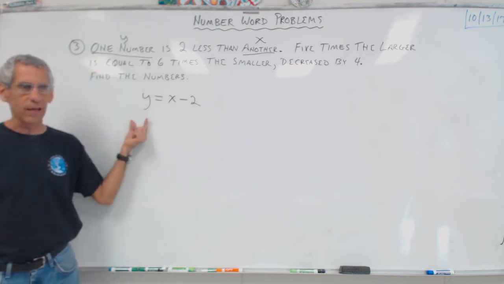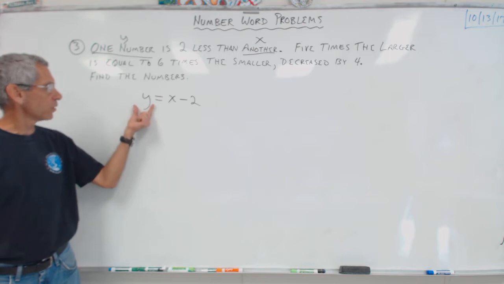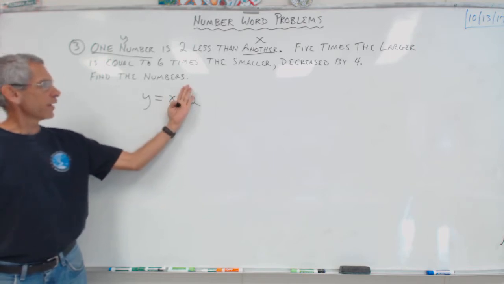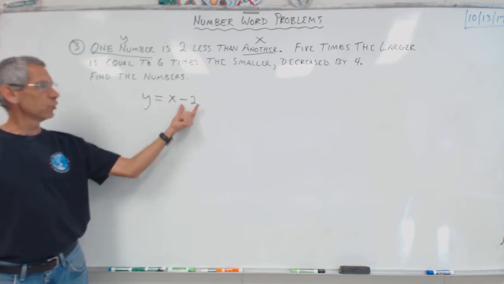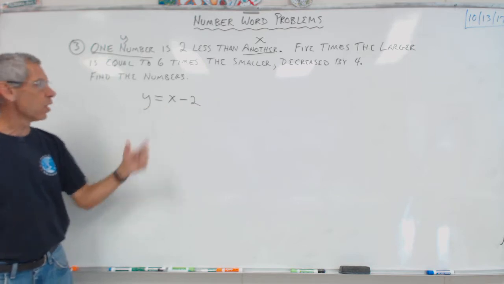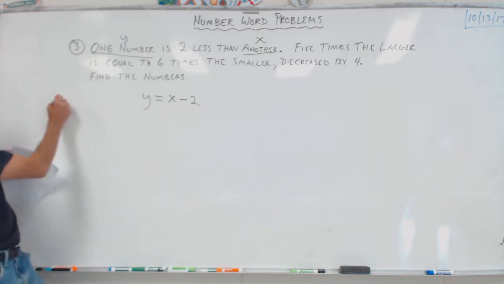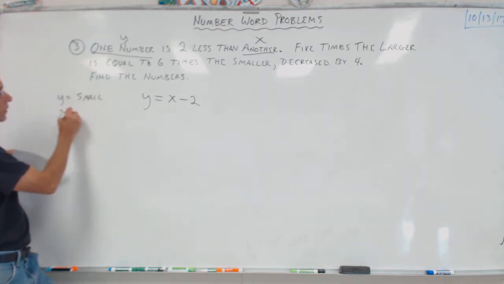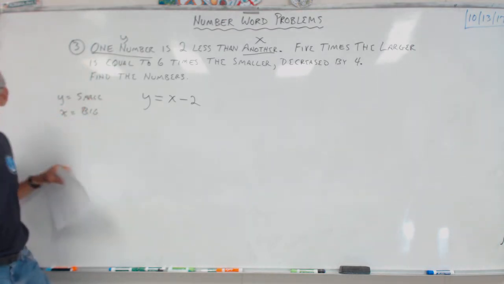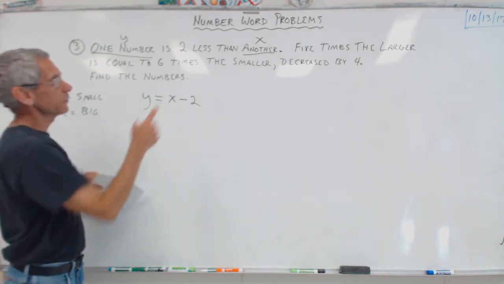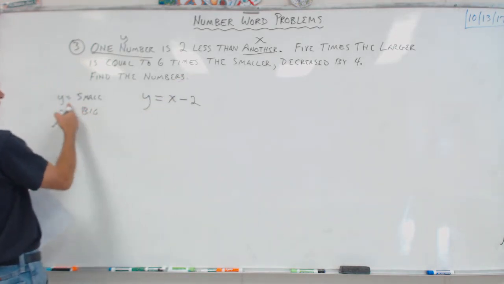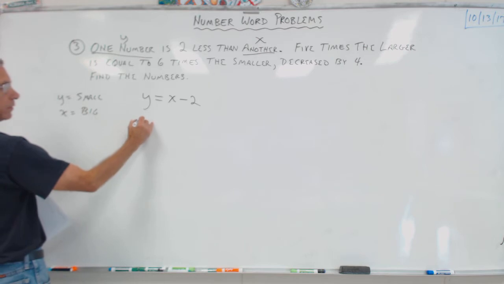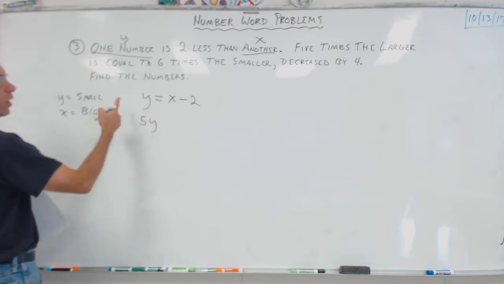Does that make you guys see how that works? Y is smaller than x. Y is not equal to x. It's 2 less than x. So I'm going to just remember y is small, x is big. That's just helpful for me to know. 5 times the smaller, 5 times y, because y is smaller.